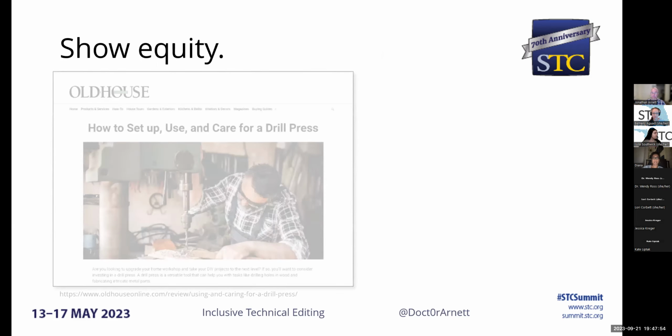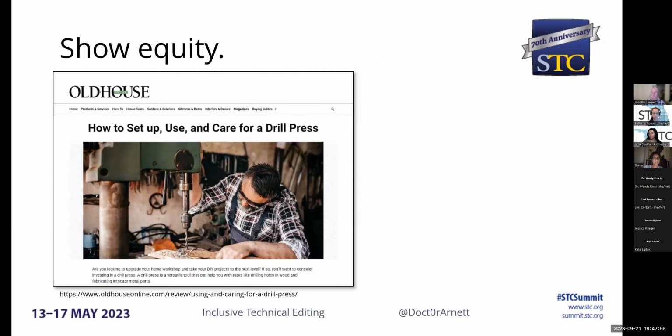Showing equity. So I did a Google search for images of a person using a drill press. This is the first one that came up. Now, is this a good or a bad image? I'd like, again, some audience participation. Is this an appropriate image to show for somebody who is using a drill press? What do you think?